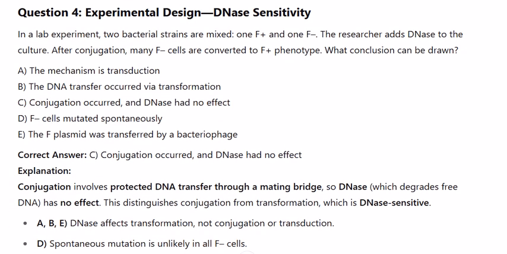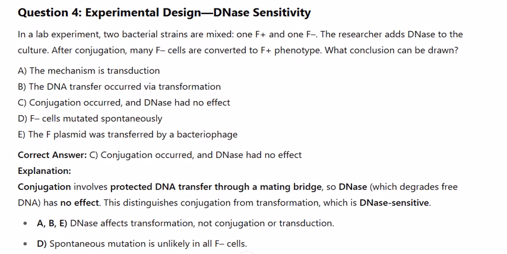In a lab experiment, 2 bacterial strains are mixed, one F plus and one F minus. The researcher adds DNase to the culture. After conjugation, many F minus cells are converted to F plus phenotype. What conclusion can be drawn? A. The mechanism is transduction. B. The DNA transfer occurred via transformation.